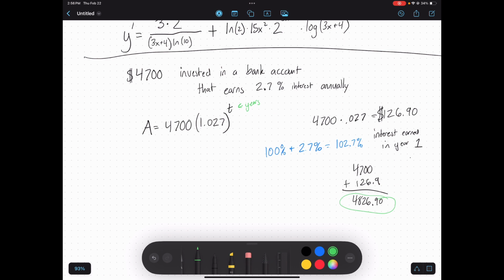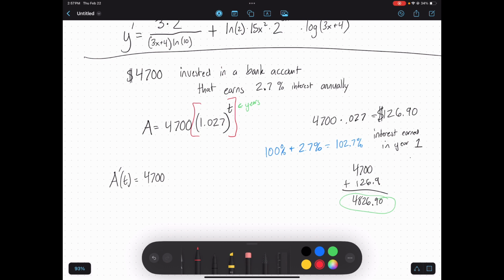Okay. Well, now that I have that, what if I wanted to know, how is your money changing? How fast is your account growing after a certain amount of years? Well, if I'm talking about a rate, how fast something is changing, I'm really talking about the derivative. So let's find the derivative of this function. What is A prime of t? Okay, well, according to my formula, first of all, the 4,700 just stays on the outside, and I can just focus on this piece. What's the derivative of that?